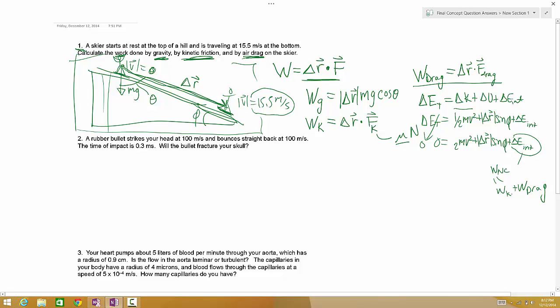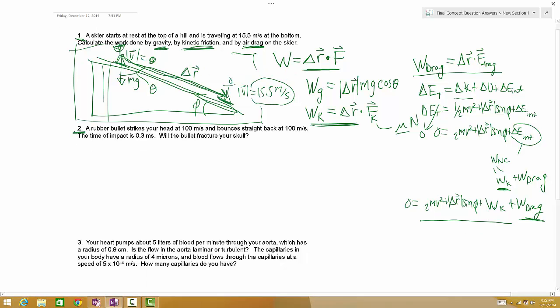And so, since we calculated the work done by the kinetic friction here, we finally can take this whole thing, let's copy it again, and then instead of the internal energy, we know that that's equal to W kinetic plus work from drag, and then we have expressions for everything here, and the only thing we don't know is the work from drag, and we can solve for that.